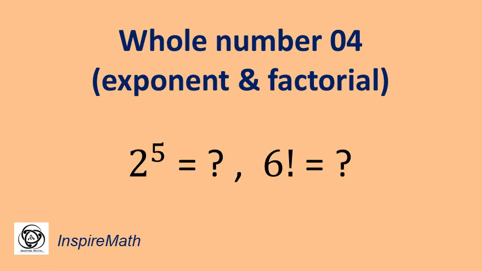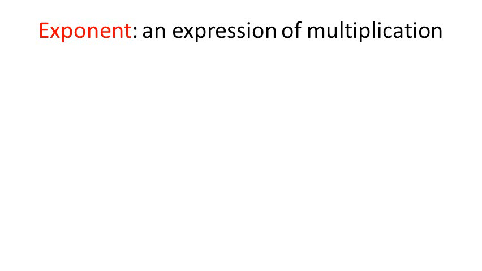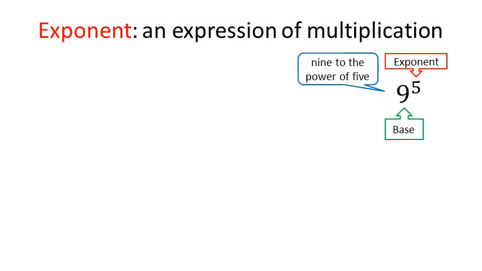Today, we're going to study what exponents and factorials are. Let's talk about exponents first. An exponent is an expression of multiplication. For example, a big 9 and a small 5 at the upper right-hand corner means the big number 9 is a base and the small number 5 is an exponent. We call it 9 to the power of 5. This means multiply 9 5 times.